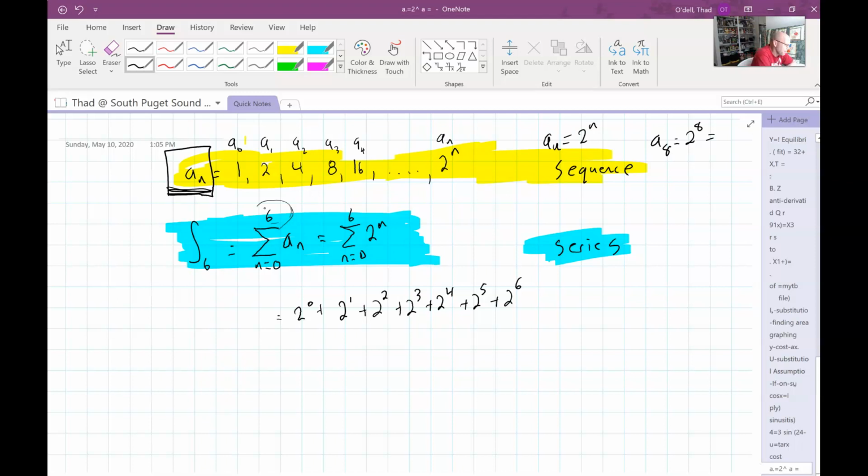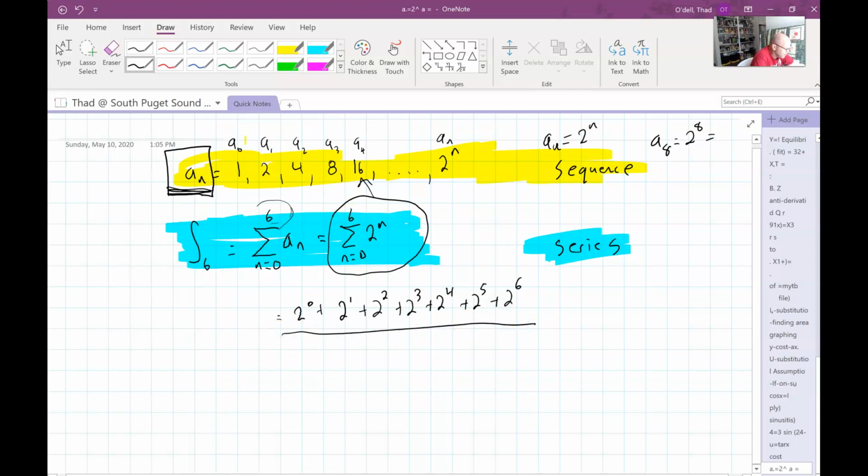So we converted the a sub n into the explicit formula that it is. So this is telling me to add up the first 7 terms of that sequence, because I start at n equals 0 and go up to 6. And this is what it would look like. 2 to the 0 power, 2 to the first power, 2 to the second power, 3rd, 4th, 5th, and 6th. And so you'd add those up, and that would give you the sum of that series. Okay? Now, because we just did a finite number of terms, this is called a partial sum.